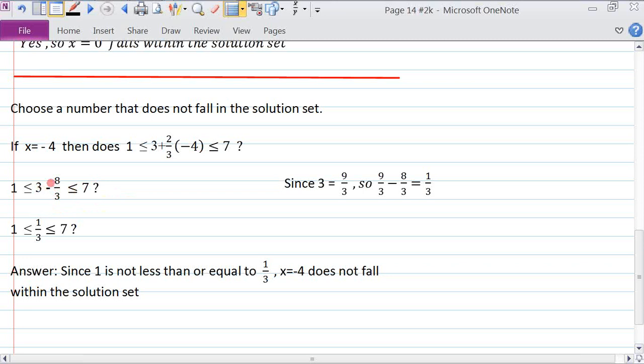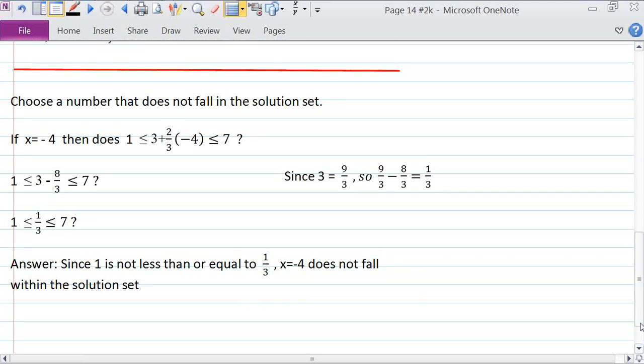Now, what am I going to do about this 3 minus 8/3? Well, what I've got to realize is that 3 is 9 over 3. So now, instead of writing 3, I'm going to write 9/3, subtract the 8/3, and I'm left with 1/3. So, is 1 less than or equal to 1/3? No, it isn't. So, therefore, x equal minus 4 does not fall within the solution set.